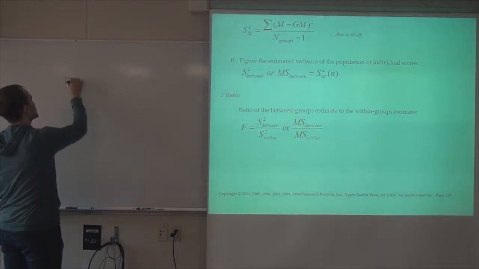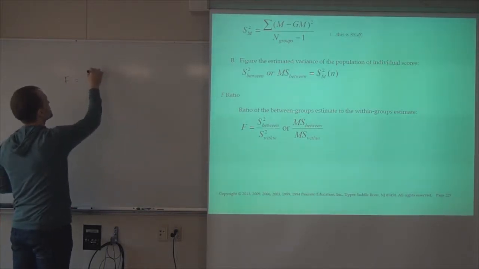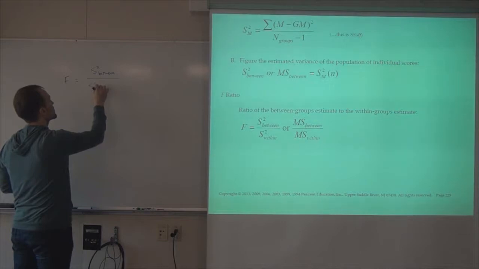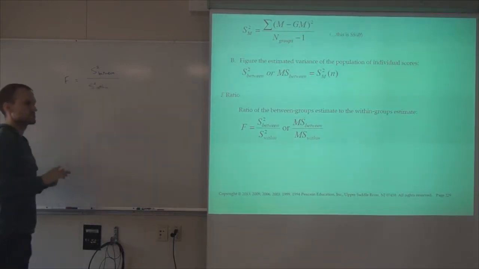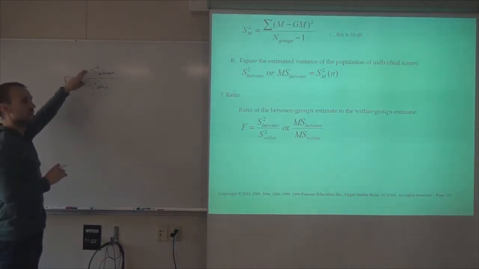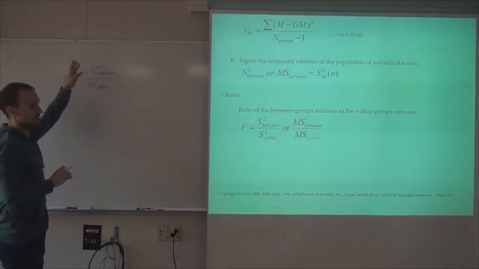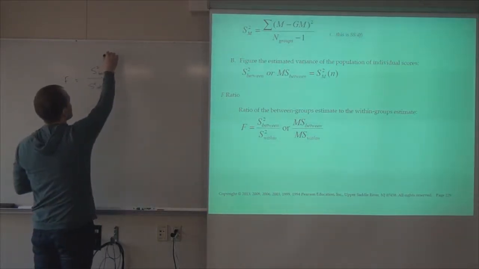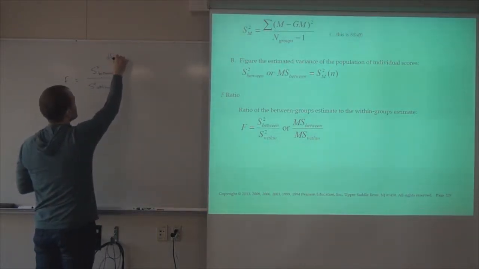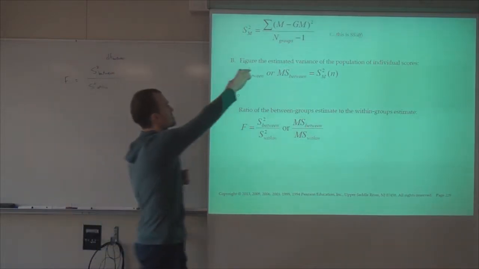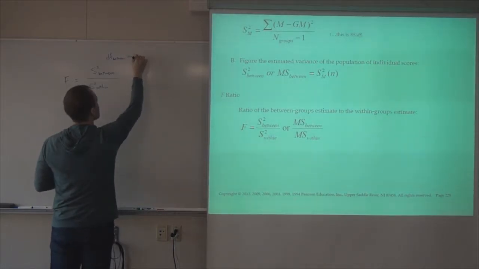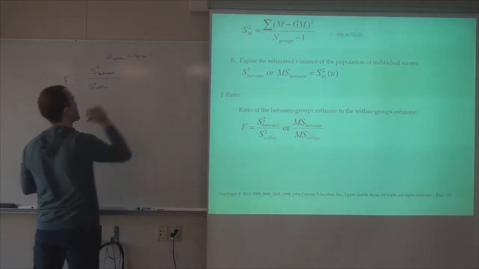So my F ratio is going to be the variance between over variance within. Now each of these has a degrees of freedom with it. So this one I'll call the degrees of freedom between, and that comes from the number of groups minus 1. I'll say it like this, number of groups minus 1.